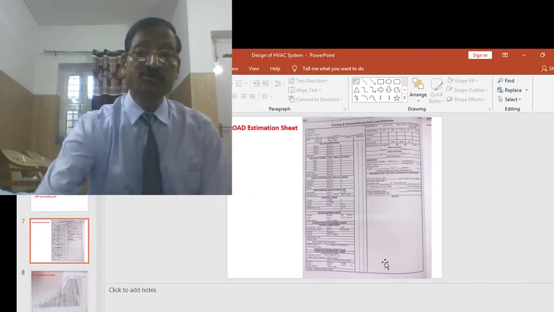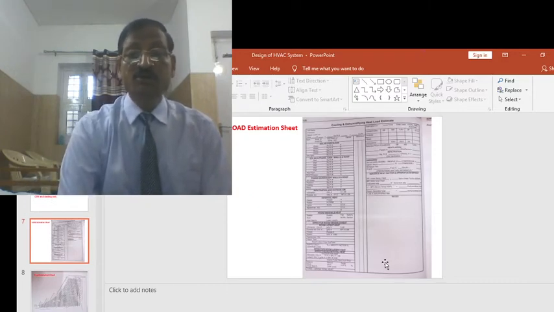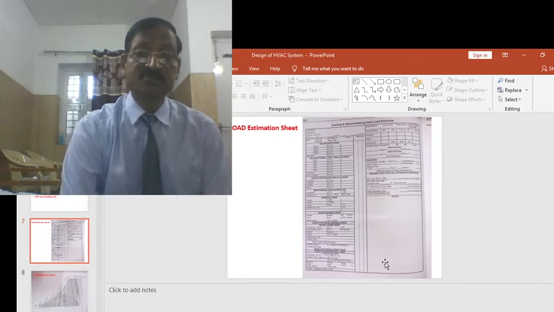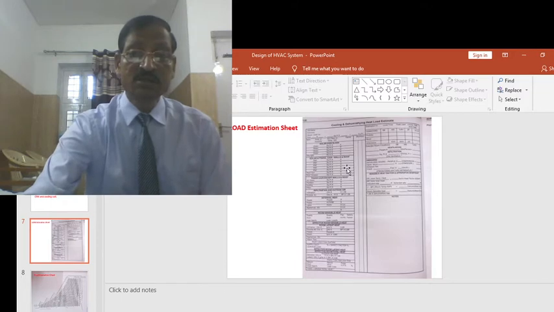This is one of the load estimation sheets on which we calculate the heat load. What is the area of the glass on the north side, west side, southwest, northwest, and the solar heating factor and U value. Then we calculate the total load in BTU per hour.